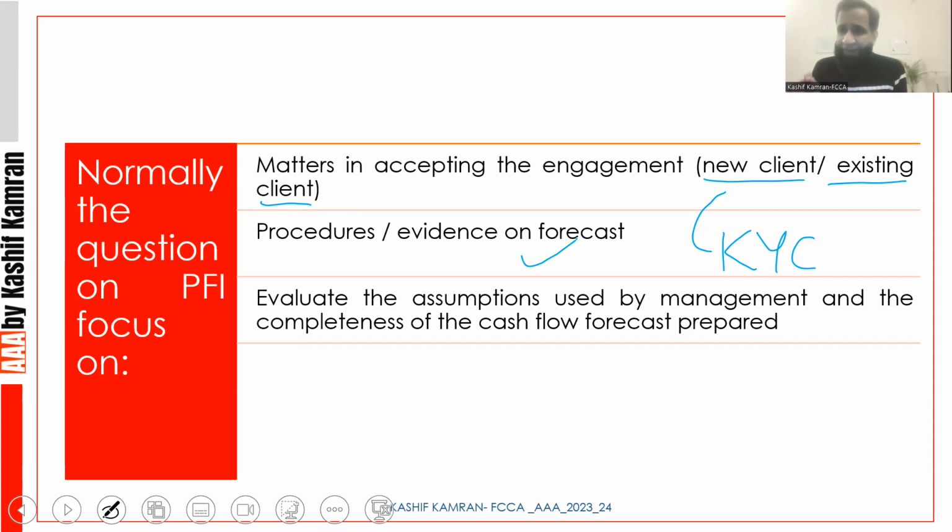Third, evaluate the assumptions used by management in preparing the forecast.